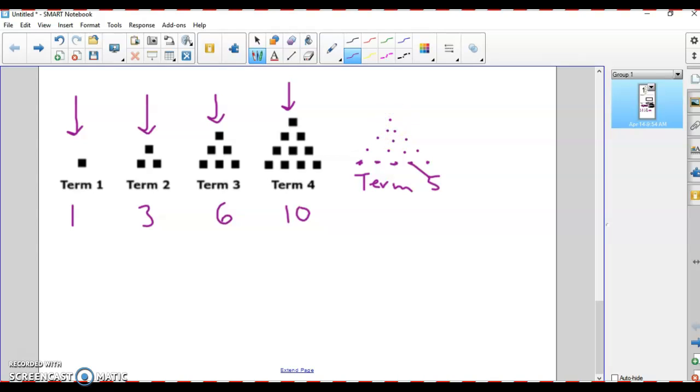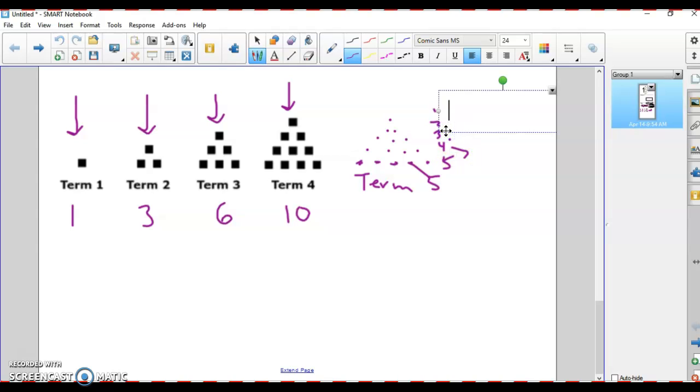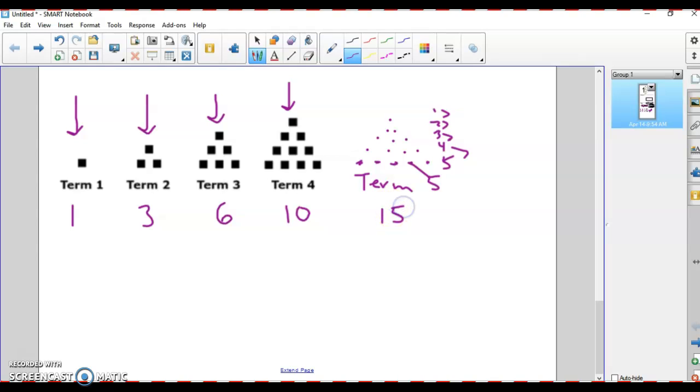So after finding that information out, we can see how many squares or circles are in term 5. We have 5 on the bottom, 4 on the next, 3 on the next, 2 on the next, and then 1. 5 plus 4 is 9, plus 3 is 12, plus 2 is 14, plus 1 is 15. Term 5 is going to have 15.